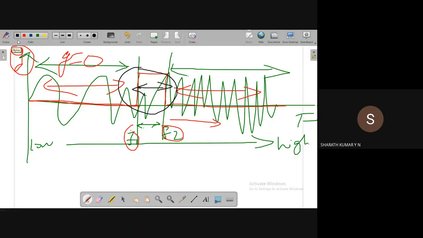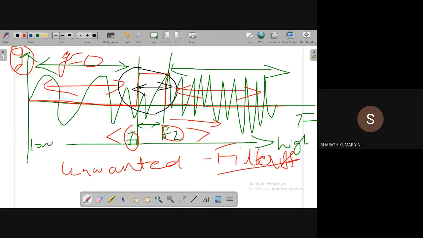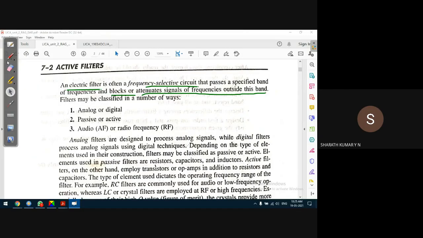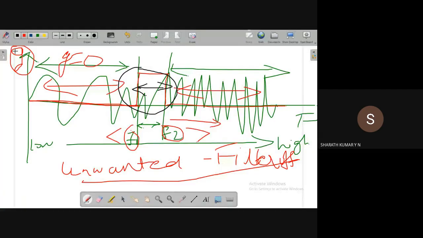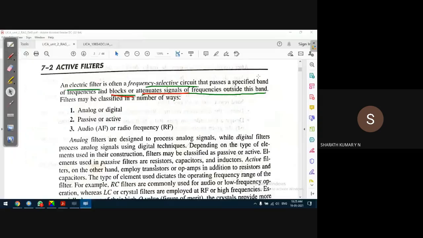In this case, guys, we can call the frequencies less than f1 and greater than f2 unwanted frequencies. We need to filter off those unwanted frequencies. We need to block or attenuate them. Attenuation means the gain should be 0 for frequencies less than f1 and for frequencies greater than f2. Attenuated means gain is reduced to 0. That is the meaning of attenuation.